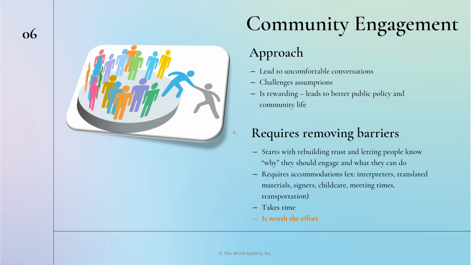When we also think about authentic community engagement, we have to think about removing barriers to engagement. That starts with rebuilding trust and letting people know why they should engage and what that can do for them. It requires sometimes accommodations like interpreters, translated materials, sign language, childcare, or different meeting times. It might also require transportation. It also takes time, but in the end, it is definitely worth the effort.